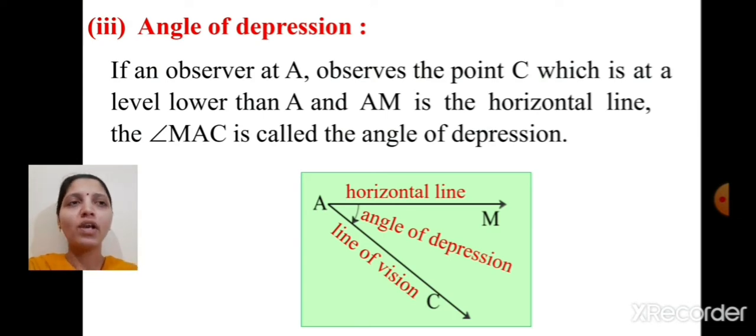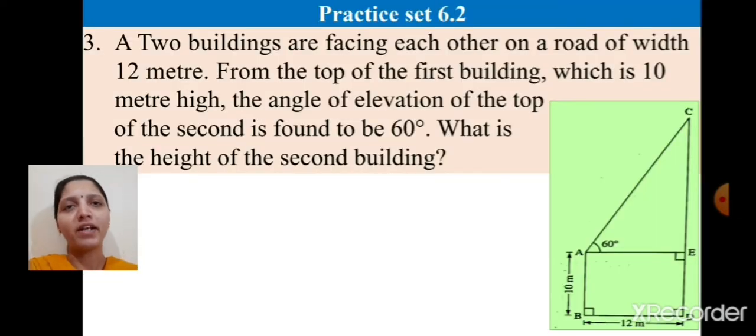Okay. So let's solve practice set 6.2. Third sum. Two buildings are facing each other on a road of width 12 meters. From the top of the first building, which is 10 meters high, the angle of elevation of the top of the second is found to be 60 degrees. What is the height of the second building?